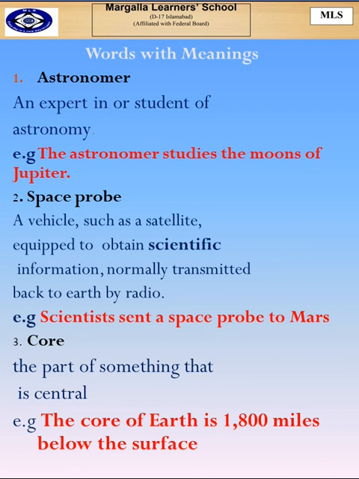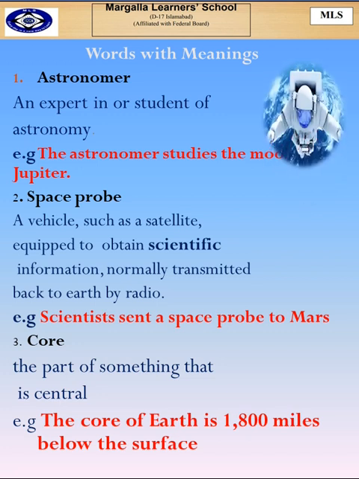Astronomer. An astronomer is an expert in or a student of astronomy, the study of space. For example, the astronomer studies the moon of Jupiter. You can see an astronomer in a picture.